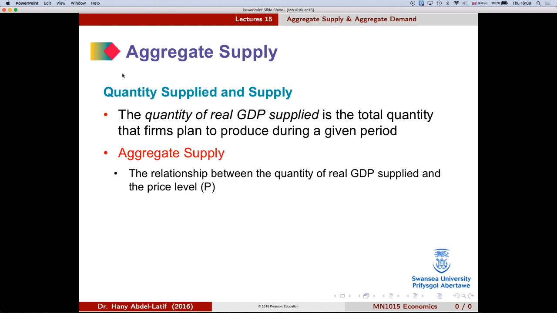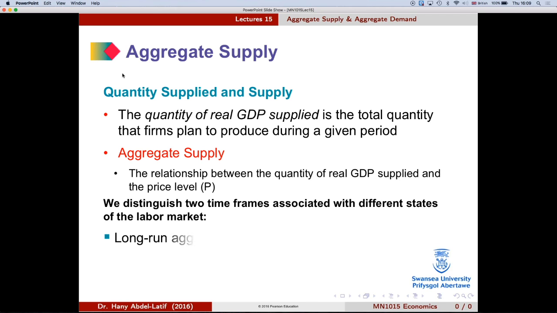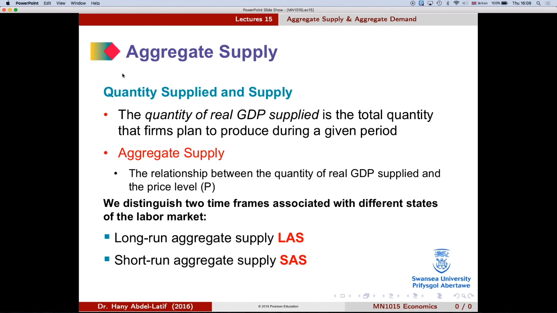The aggregate supply is a relationship between the quantity of real GDP supplied and the price level. So real GDP and the price level. Just think of these as Q and P, the quantity and the price, the same way. So we have the real GDP as the quantity and the price level, that's the price. And as I said, we distinguish between two time frames. One is the long run aggregate supply, and know this now, LAS, long run aggregate supply, and the short run aggregate supply.